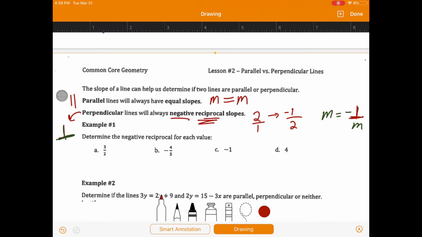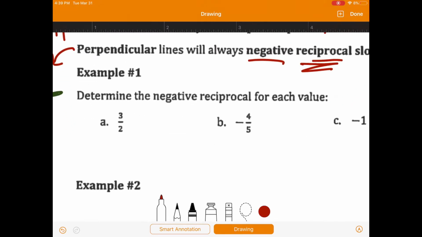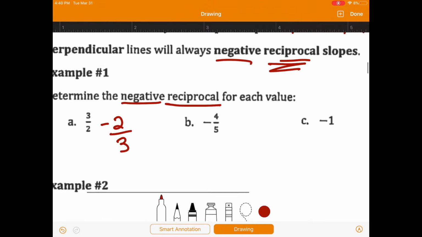So for this first part, we're going to write the negative reciprocals for each of these. So that means you're going to flip it, and you're also going to multiply times -1. So the reciprocal of this means you're going to swap the 2 and the 3. So 2 is now going to be on the top, 3 is going to be on the bottom, and we're going to make it negative. For the next one, it's already negative, so we're going to take it and we're going to make it positive. We're just changing the sign.